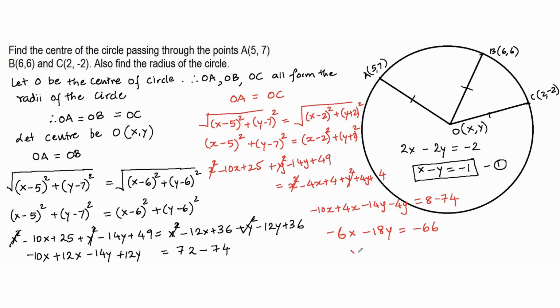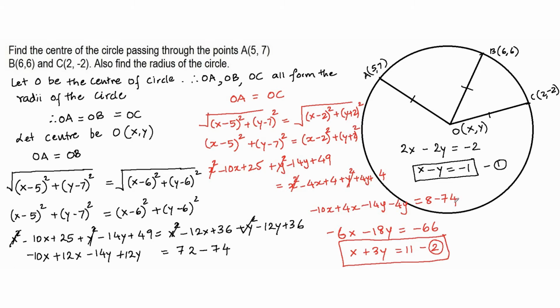Dividing everything by minus 6, you get x plus 3y is equal to 11. And that is my second equation, right? So I got one equation by equating OA with OB. I got another equation by equating OA with OC.